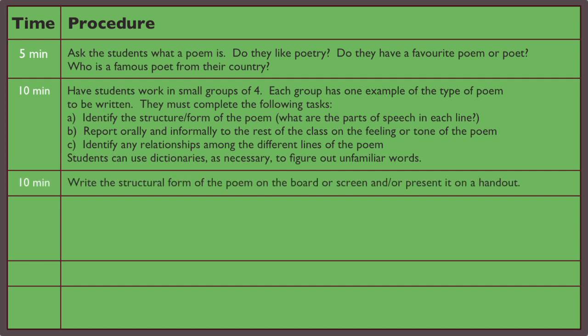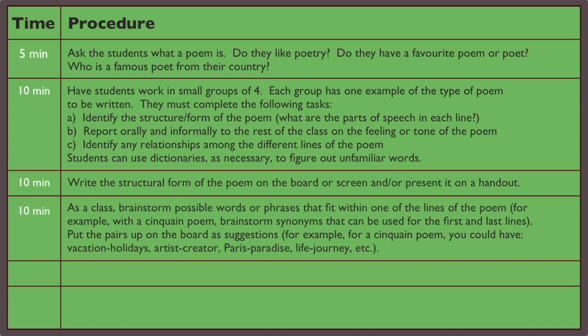Write the structural form of the poem on the board or screen, or present it in a handout. As a class, brainstorm possible words or phrases that fit within one of the lines of the poem. For example, with the Cinquain poem, brainstorm synonyms that can be used for the first and last lines. Put the pairs up on the board as suggestions. For example, for a Cinquain poem, you could have vacation, holidays, artist, creator, Paris, paradise, life, journey.